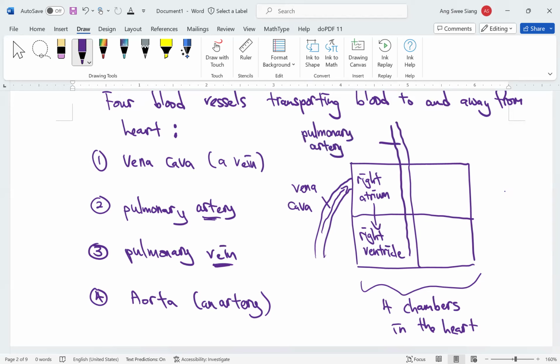Then the pulmonary artery will transport the blood to the lungs. So the blood flow will be in this direction. Then after the blood passes through the lungs, it will be transported back to the left atrium of the heart.